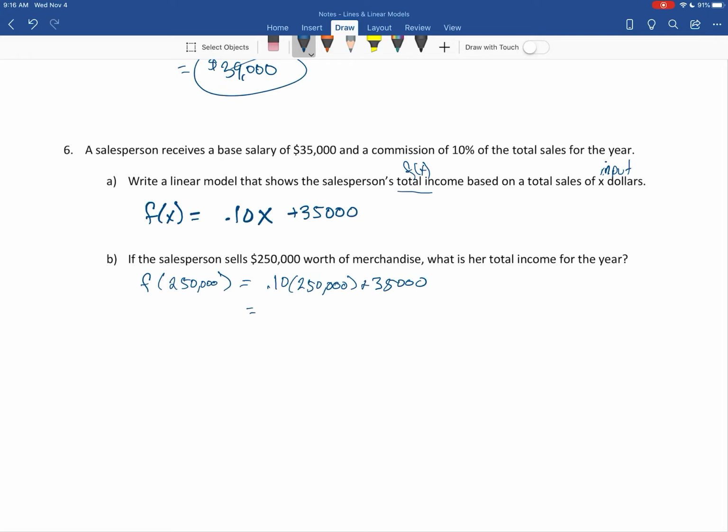So if we want to find 10% of 250,000, we just want to move that decimal point. Sorry for my writing there. So it looks like the total income for this year would be $60,000.